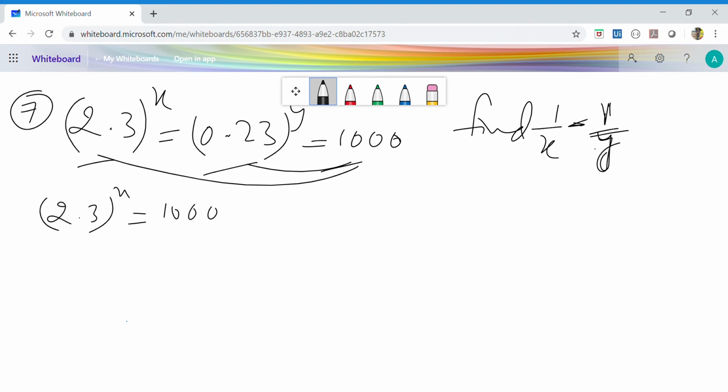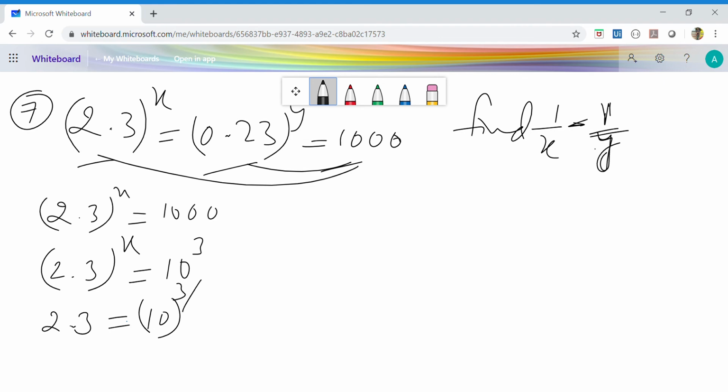It can be written as 2.3 to the power of x is equal to 10 cube. 1000 can be written as 10 cube. Now I'll transpose power x to the RHS. Then square transpose means square root it will become. So whatever the power is transposed, its reciprocal you will get. So 10 to the power of 3 by x you will get. Make it as first equation: 2.3 is equal to 10 to the power of 3 by x.